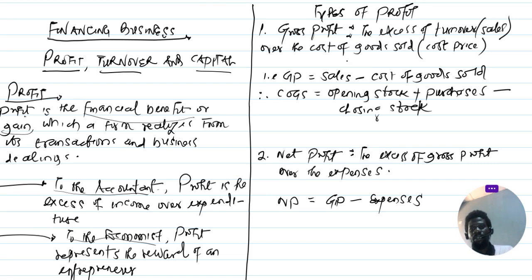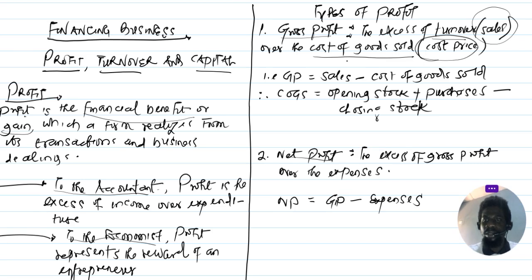And we also have the types of profit, which are the gross profit and the net profit. The gross profit is the excess of turnover, and turnover is also known as sales, over cost of goods sold. Don't forget, cost of goods sold is also known as cost price. Gross profit is calculated by subtracting the cost of goods sold, which is the cost price, from the sales. Please don't forget that sales is also known as turnover, or you can call it selling price.